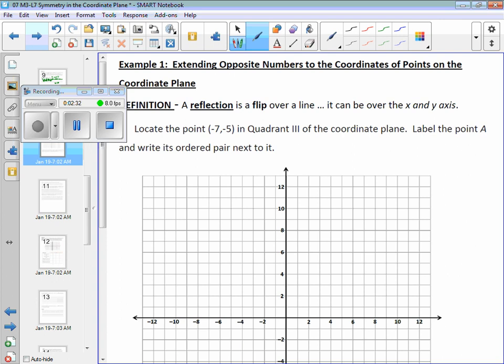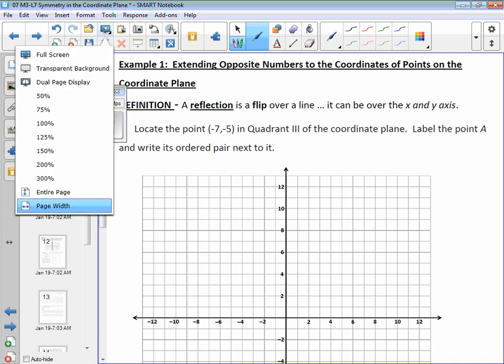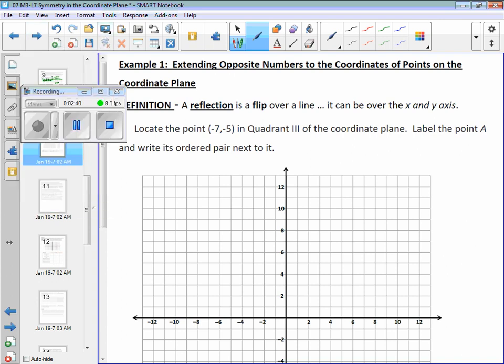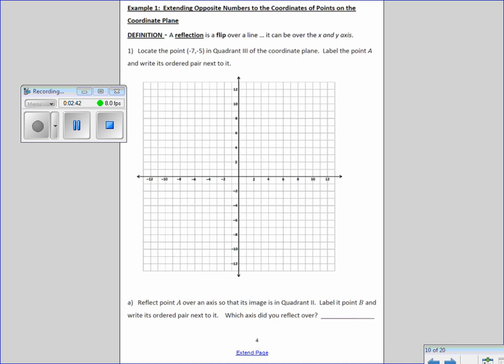Example 1, page 4, everybody. First thing I want everybody to do, I'm going to go to full screen here so it's easier to work through this. Label your quadrants, always, always, always, so it's there as a reference if you need it, and we're going to need it.